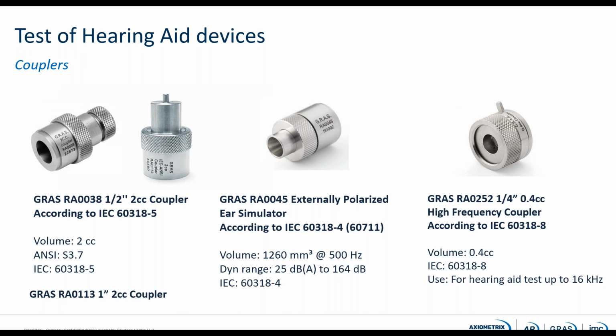And then the third or fourth type of coupler is the 0.4 cubic centimeter coupler. It's also called a high frequency coupler. This coupler is in accordance with the IEC 60318-8. It is a completely new standard, less than 2 months old. For this coupler, you have to use a 1/4 inch microphone. Therefore you have the possibility of measuring higher frequencies, and with this coupler you are able to measure up to 16 kilohertz.